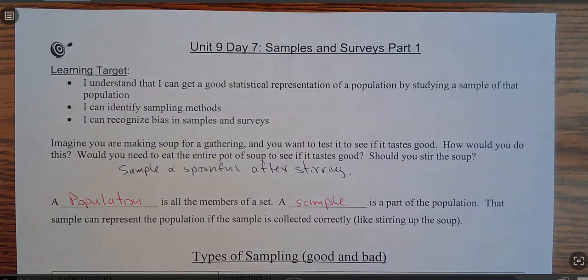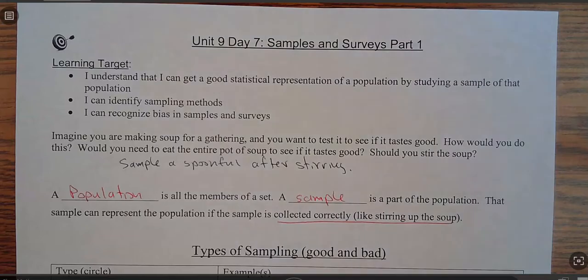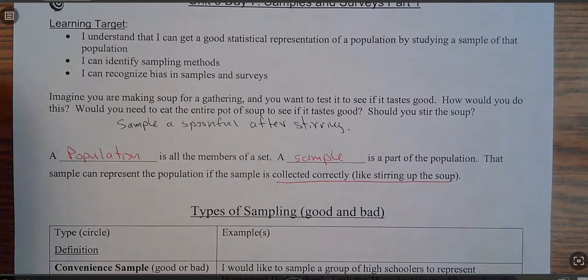So if you're trying to figure out what percent of high schoolers like Pepsi, well, I could take a sample of 20 students. If I do it right, I'll get a pretty good idea. If you did 20, and 75% of them like Pepsi, it's probably a pretty good indication that 75% of the whole high school likes Pepsi, if you collect it correctly. So collecting correctly is the hard part. So we've got to figure out how to stir up the soup, how to do it correctly.